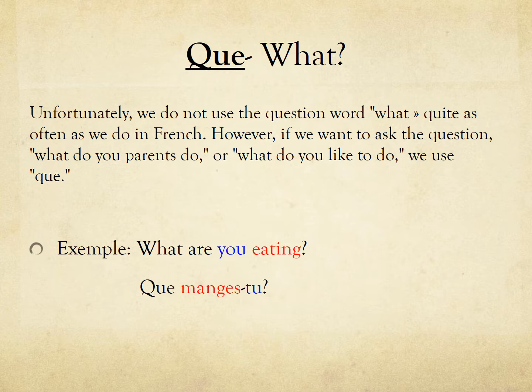So in French, we don't use this question word as often as we might use it in English. So do be careful. We'll clarify a little bit more once we get to the question word quel as to why. So our example with que would be what are you eating, or que manges-tu?